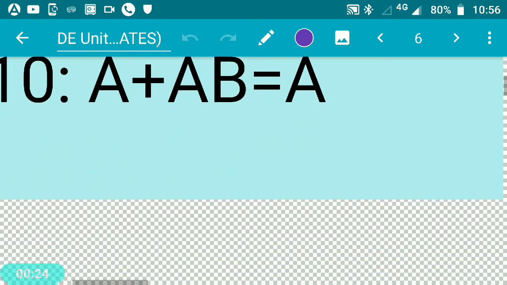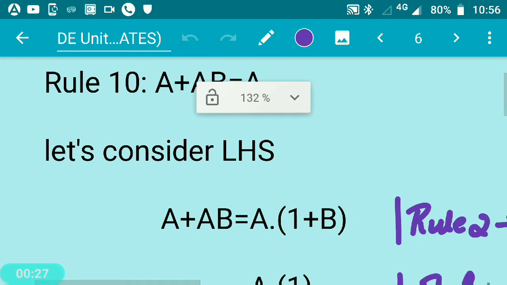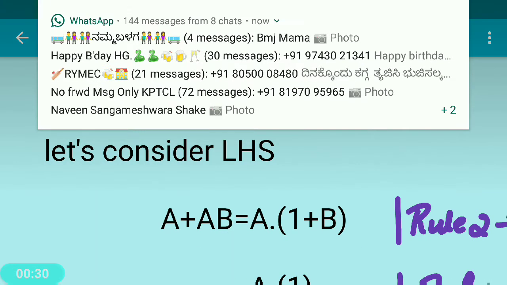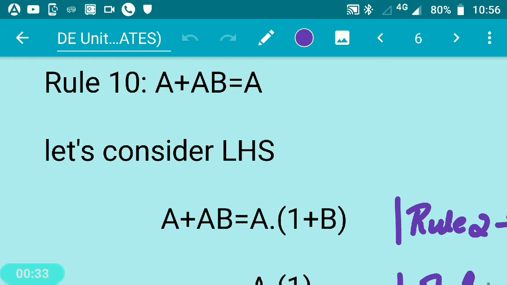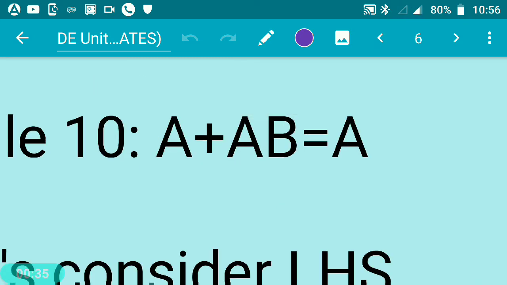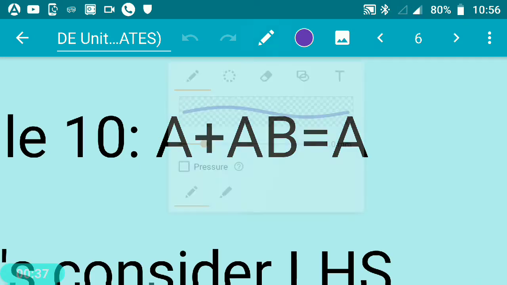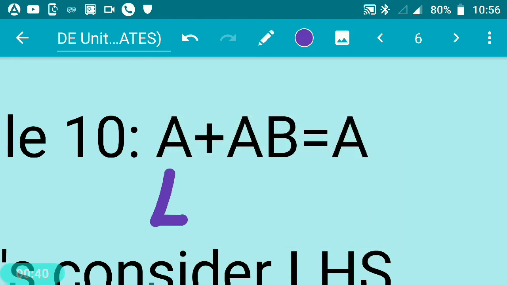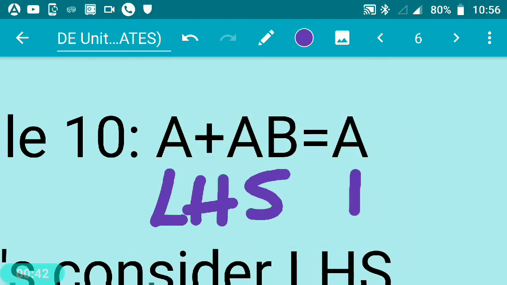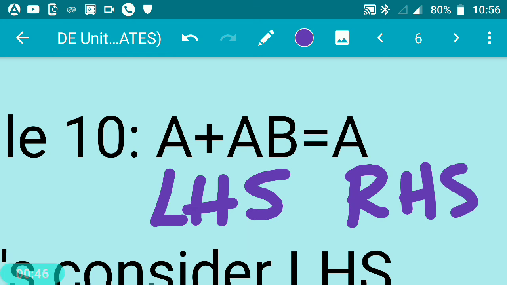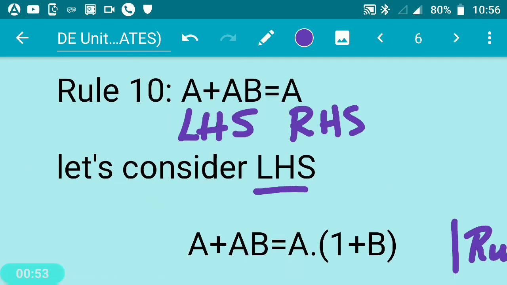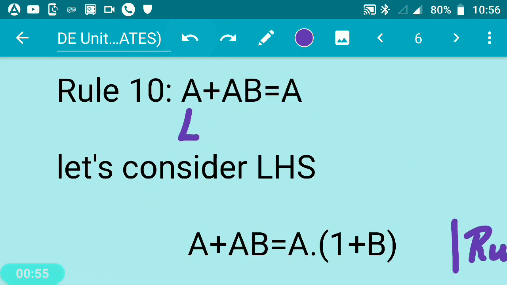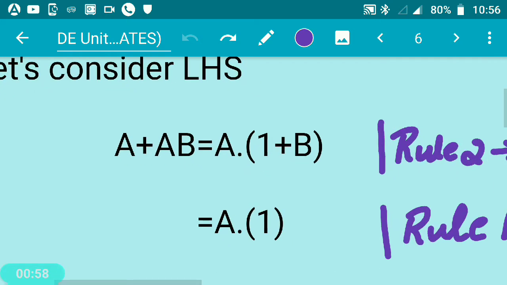So how do we prove this? Let us consider the LHS. As we generally know, all equations contain two parts. The first one is your LHS, and the second part is your RHS. So generally we consider the LHS and we prove the RHS. Then by considering the LHS, we can just write down the LHS. What is the LHS? A plus AB is equal to A.